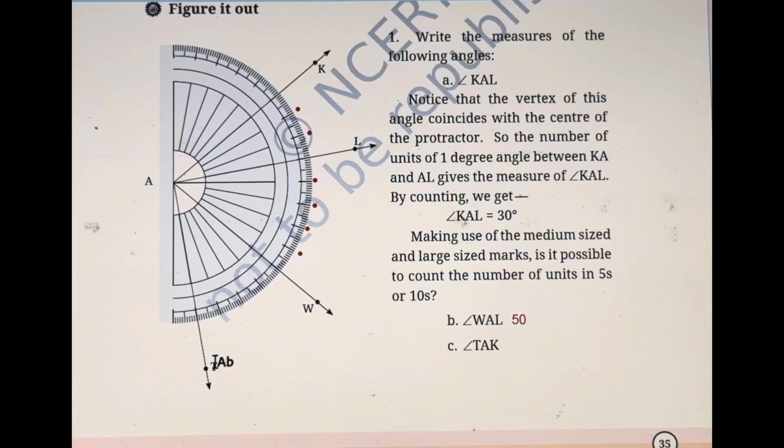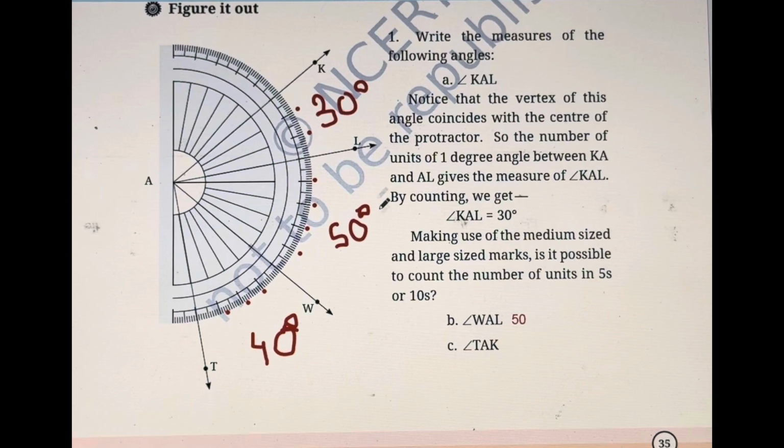Now they have asked TAK. Now TAK is starting from TA till K. Now we have already measured KAL, which is 30 degrees. We have measured WAL, which is 50 degrees. So till here we have already counted. So if you count further from this, we can count here, this is 10, 20, 30 and 40 in total. So you need not count from the beginning. We have already counted two of them. So this is 30 degrees, 50 degrees, and this we just counted, it is 40 degrees. Right. So the total is 30 plus 50 plus 40 degrees, what is the total? It is 120 degrees.